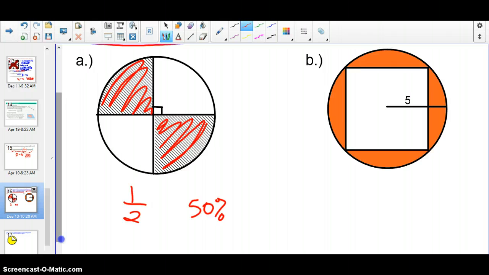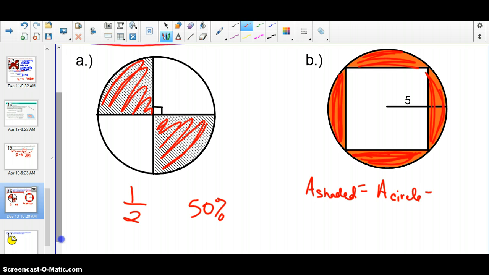Okay, for part B we have to do a couple calculations though. So we want to find the probability that it's going to land, and again this object is going to just fall randomly on this circle. We want to know what's the chances it's going to land in this shaded region. So first what we need to do is find the area of the shaded region. And so we would do that by looking at this. The area of the shaded region is the area of the circle minus the area of the square.